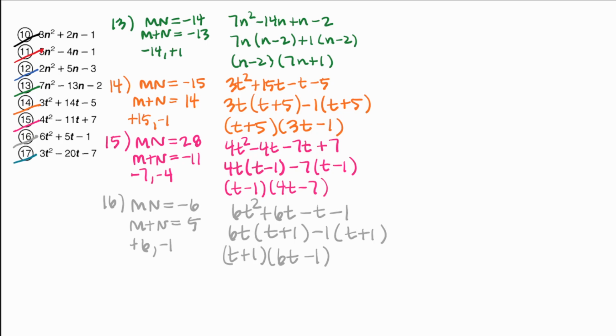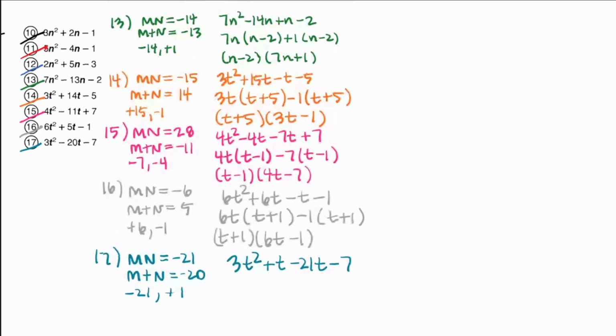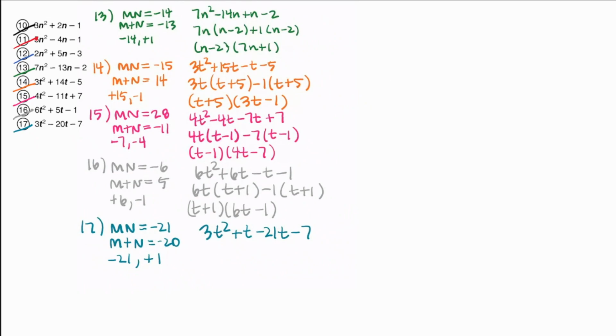And our last one, number 17. 3 times negative 7. We're looking for two numbers that multiply to negative 21 while adding to negative 20. So I'm thinking negative 21 and positive 1. So this 3t squared, maybe I'll do 3t squared plus t minus 21t minus 7. I think I'm going to need just a little bit more room.